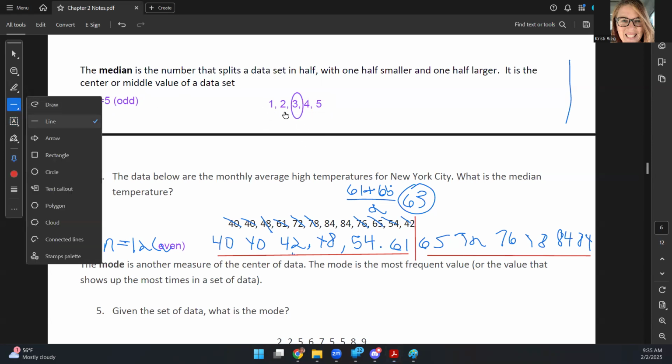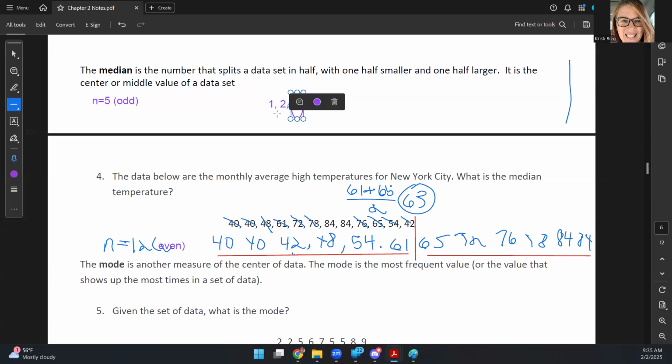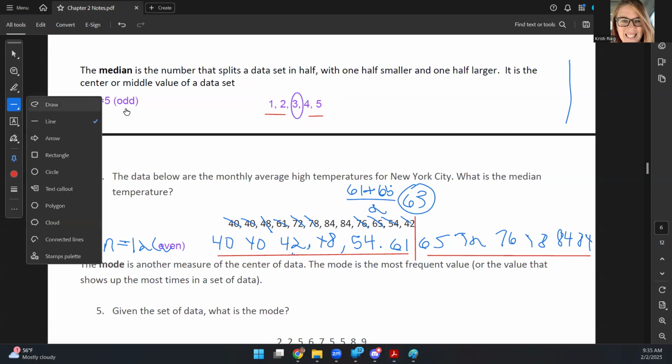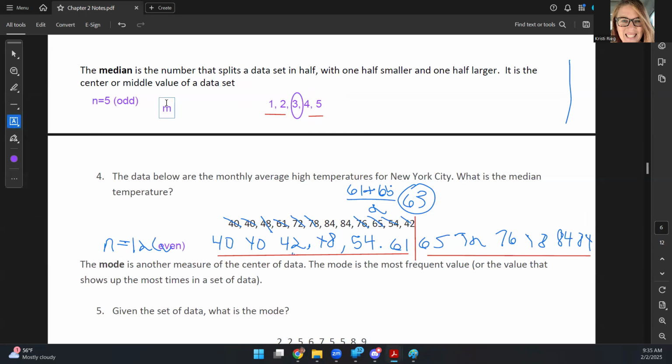Two numbers on that side, two numbers on that side, and we have that wonderful 3 in the middle. So for this problem right here, we have that the median is 3.